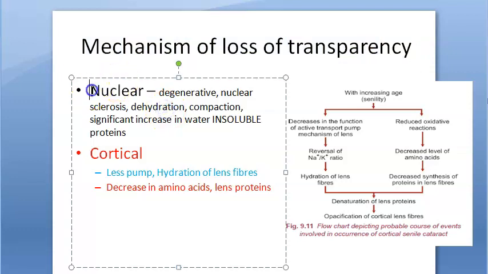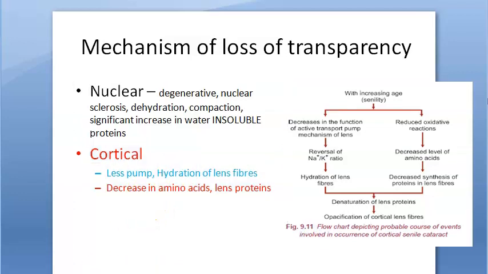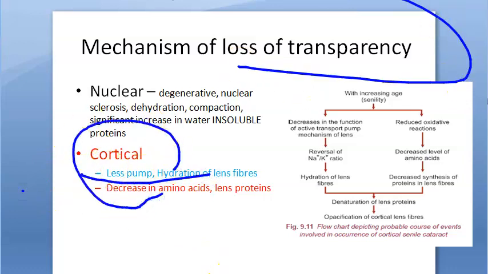The mechanism of loss of transparency for the nucleus, why the transparency is getting lost, and for the cortex, why the transparency is getting lost. All this we have seen in the previous video. So you saw that there will be hydration of the lens and reduced amino acids leading to loss of transparency of the cortex. In this video anyway we are looking at the cortical senile cataract.